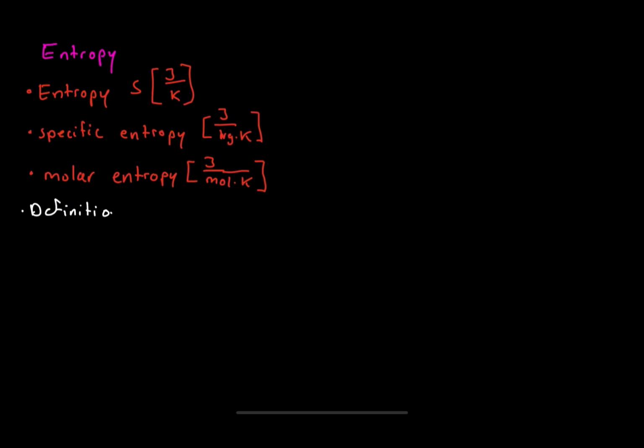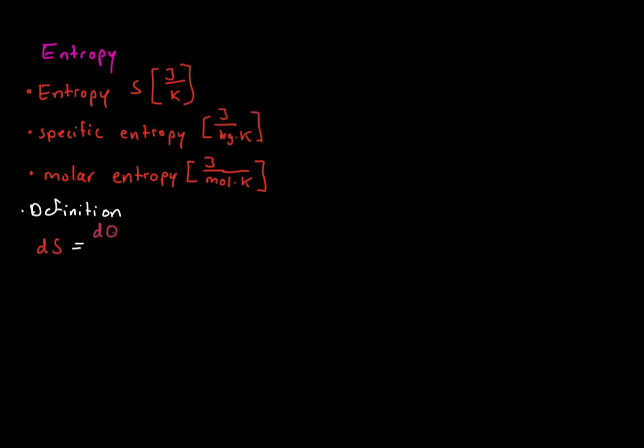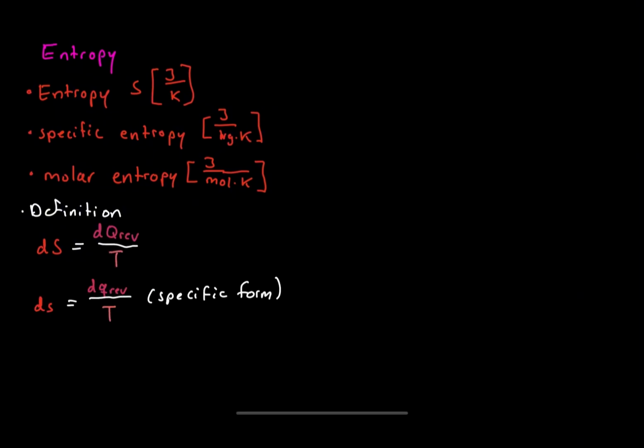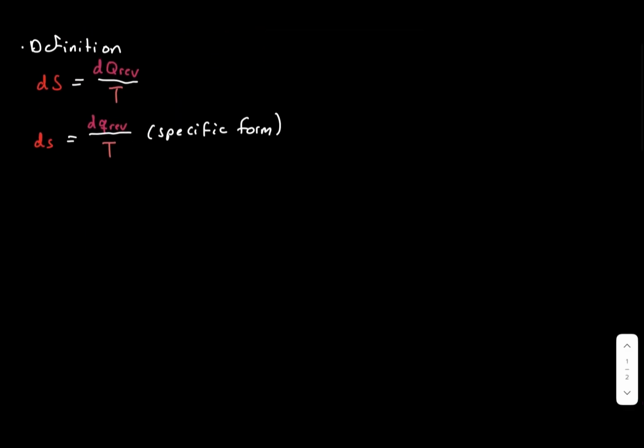Now, let's introduce the definition. The change in entropy is given by the formula ds equals delta Q reversible divided by temperature. This is very important. It only works with reversible heat. But even if a real process is irreversible, entropy is a state property. So we can always calculate entropy change using a reversible path. This is the most fundamental equation.